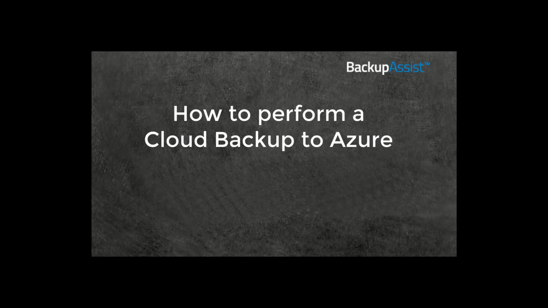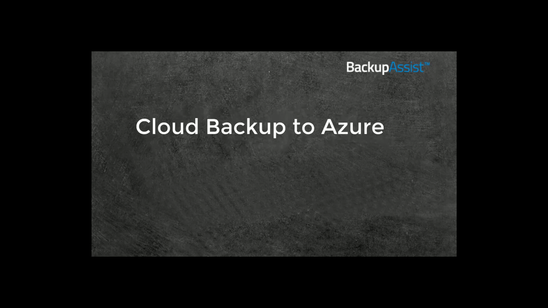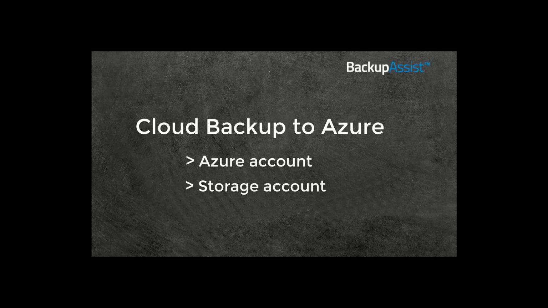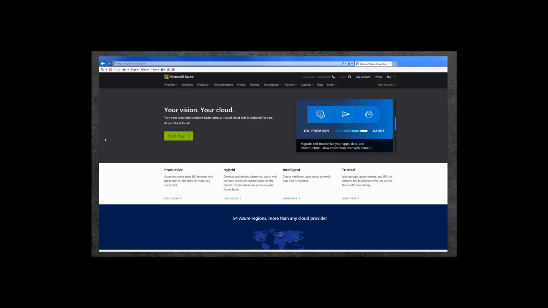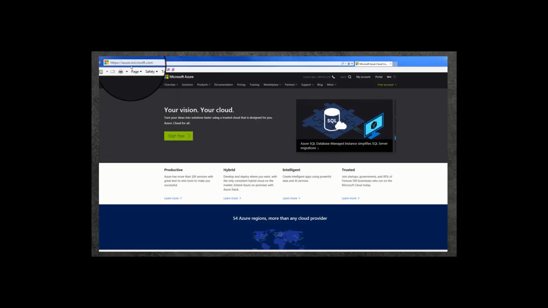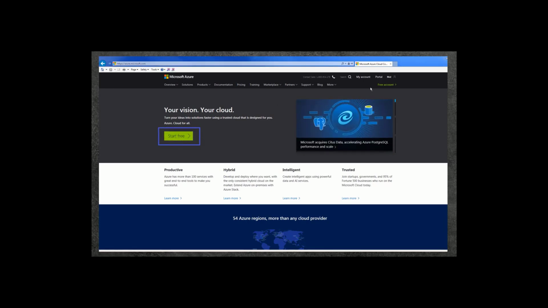In this video, we're going to look at how to use Microsoft Azure with BackupAssist. To do this, you will need to set up an Azure account and a storage account within Azure. To set up an Azure account, go to azure.microsoft.com. Free and paid account options are available and give you access to Azure's online portal.